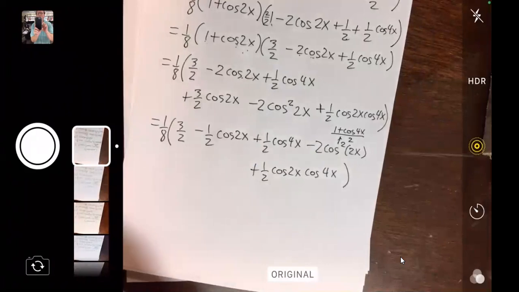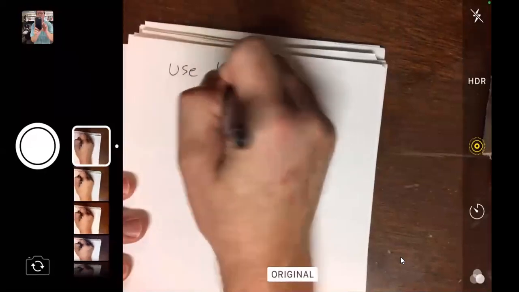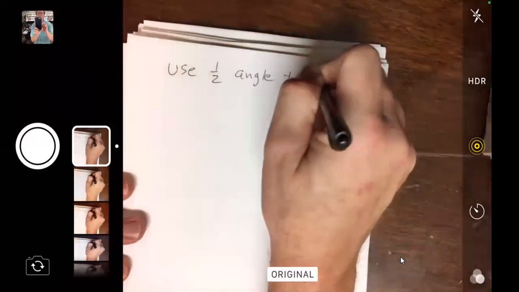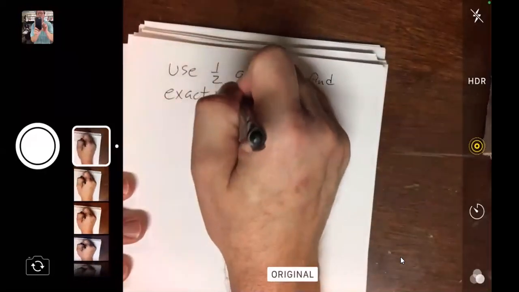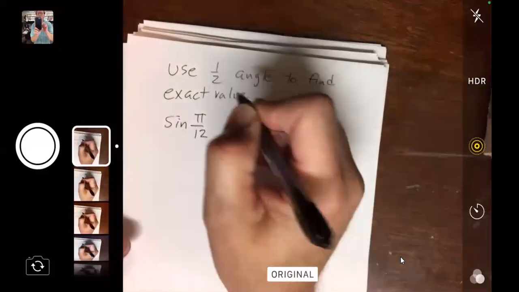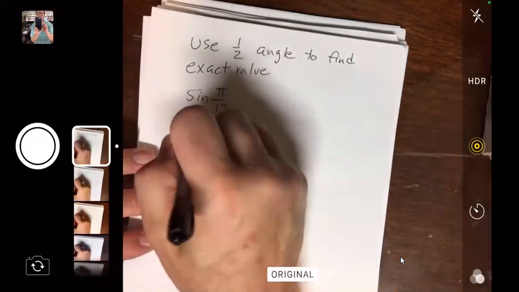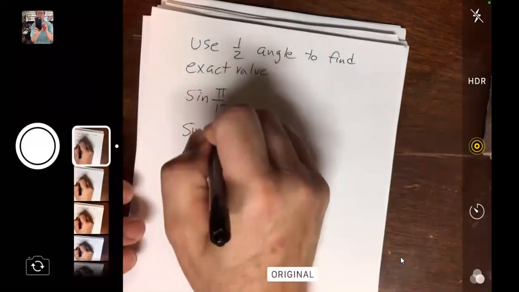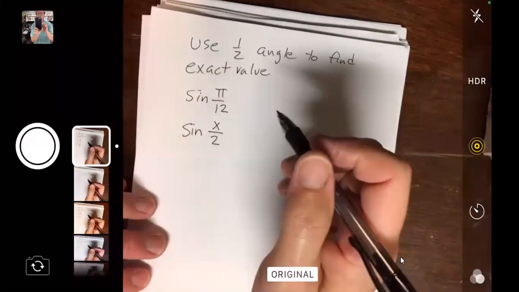Okay. This one right here says, use an appropriate half angle formula to find the exact value, and the expression is sin of pi over 12. I'll write out the formula. Basically, you've got to express this as a half angle. That's like an x over 2. The book uses a u in their formulas. I guess I like x.